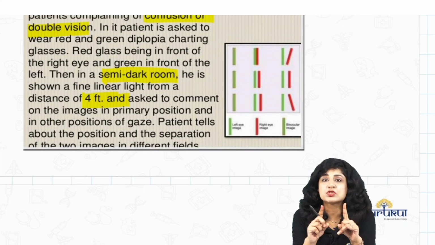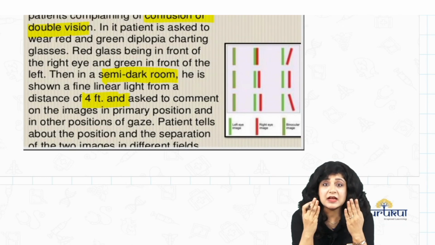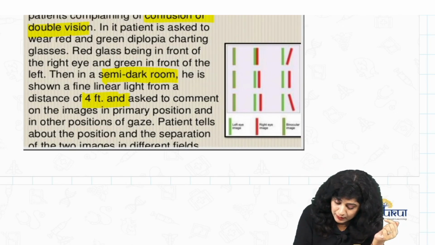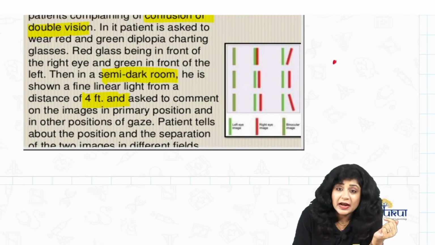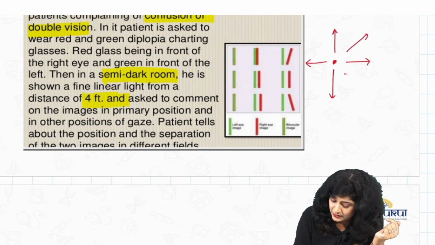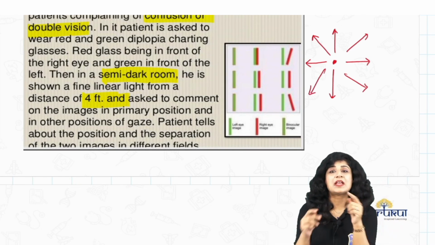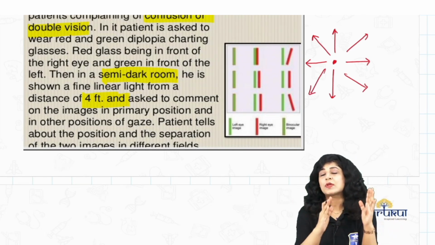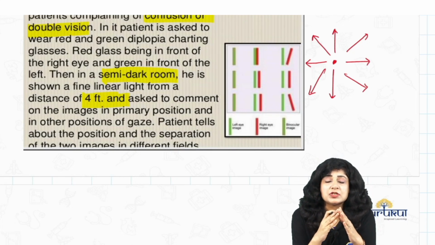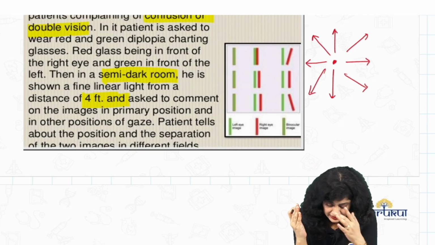What are 9 gazes? These are the positions of gaze. So when the patient is seeing straight ahead, straight up, straight down, do you remember the gazes? So this was your primary gaze, then straight up, straight down, straight right, straight left, and then the combination, that is your dextro elevation, dextro depression, levo elevation and levo depression. So the patient has to tell that when he or she is looking in these particular directions, what is the direction of the separation of images that is taking place.